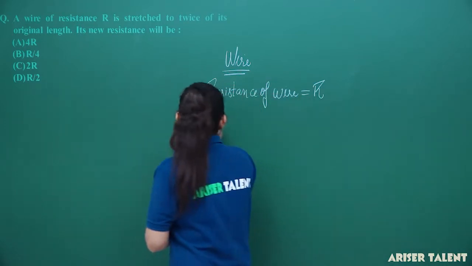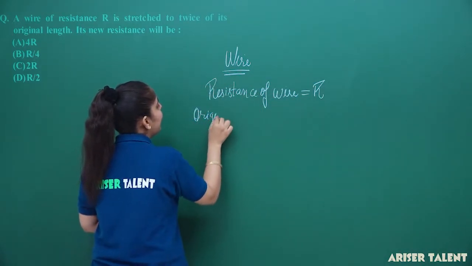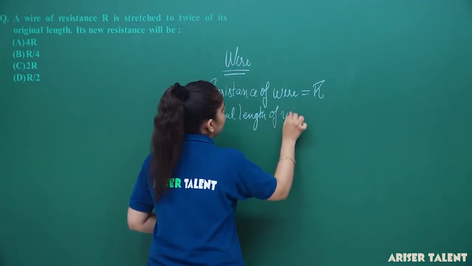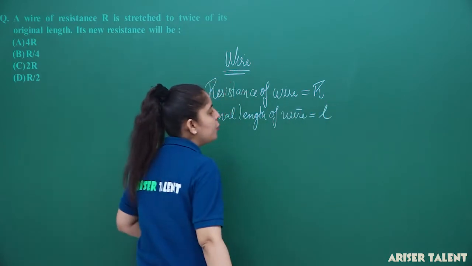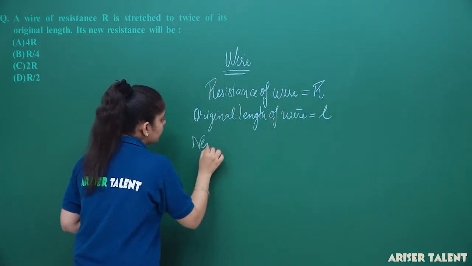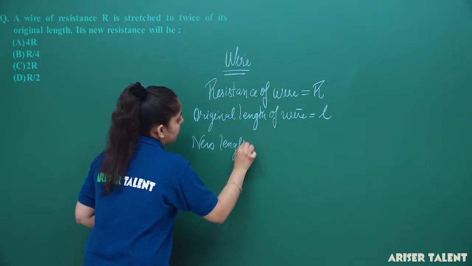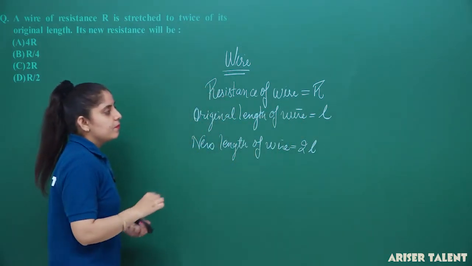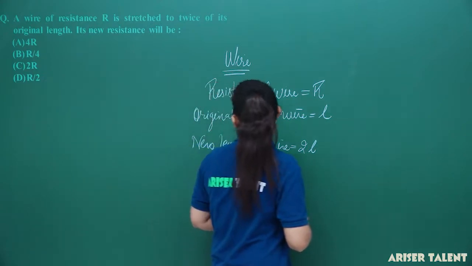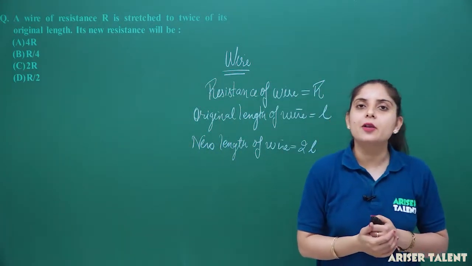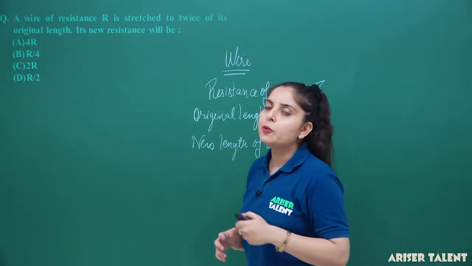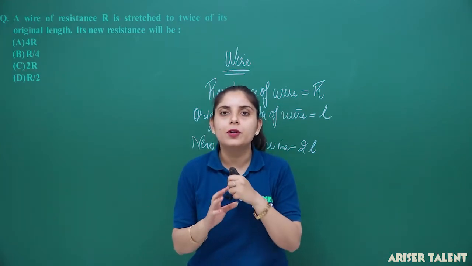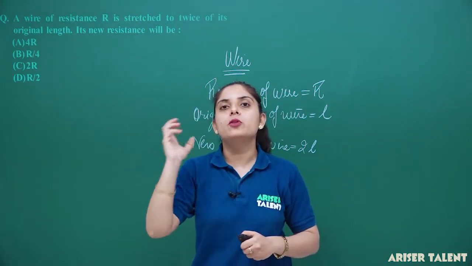If I consider the original length of the wire as L, then the new length of the wire becomes 2L. Now, you have to calculate its new resistance. One thing you have to keep in mind: if the wire is stretched to double its length or the area is halved, whatever the conditions are, the volume in both cases must be the same.